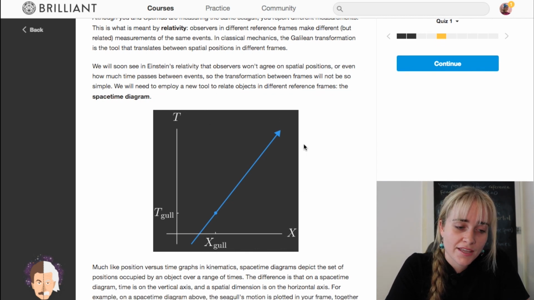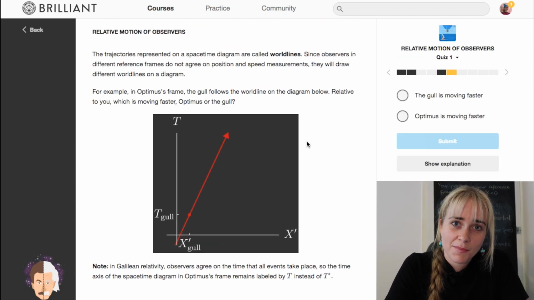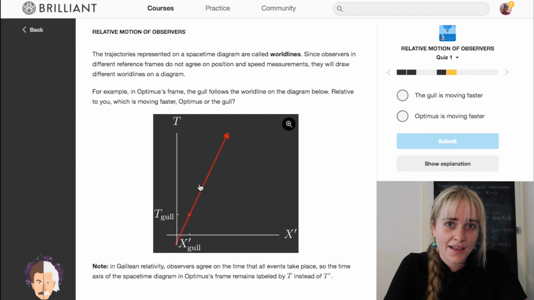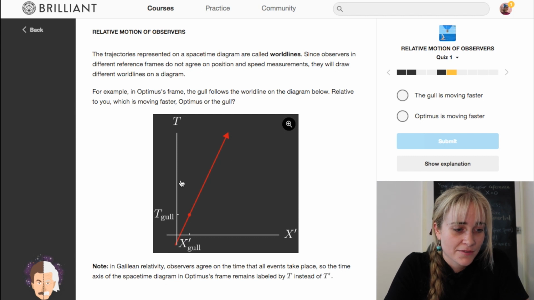This is all for the reference frame of the girl on the raft, and this diagram here is from the reference frame of the guy who was on the balloon, who was moving forwards at his own speed. This is how he perceives the gull. So we've still got time, and instead of x we just have x dash to be a new reference frame. It's still the position though.